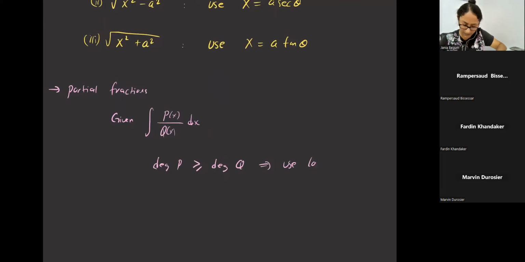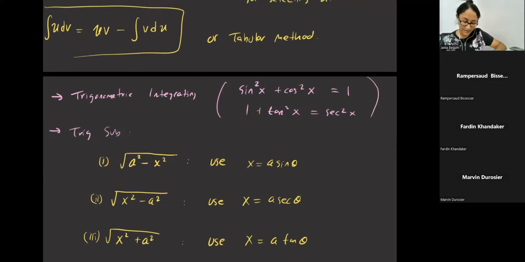Long division first. And then you decompose, set up your partial fraction, and integration is usually very simple. Most of them turn out to be logarithms, but don't assume that, right? It really depends on the question. But the key is if the degree of the top is greater than or equal to the bottom, use long division and then proceed. After that, what did we do after that?